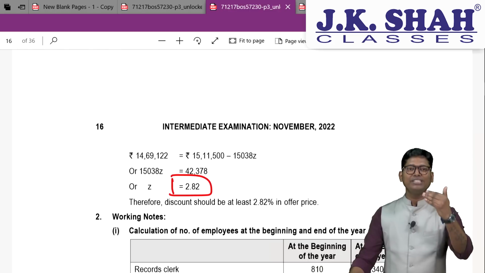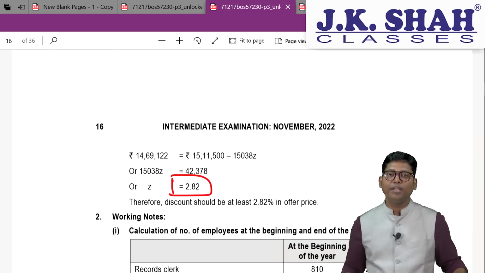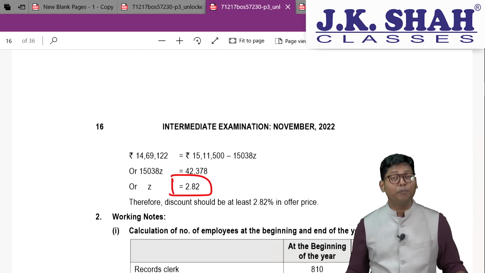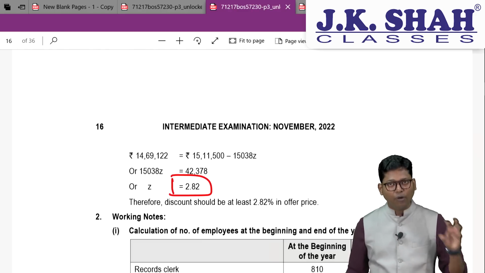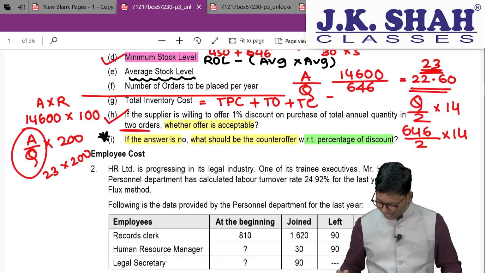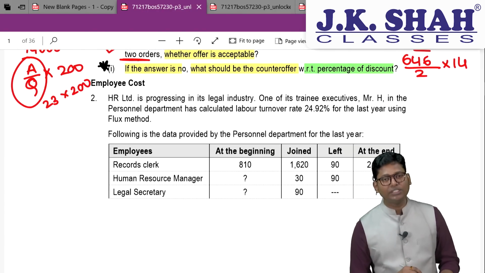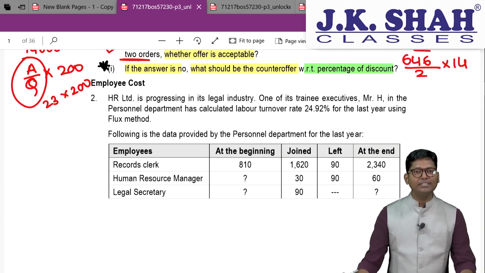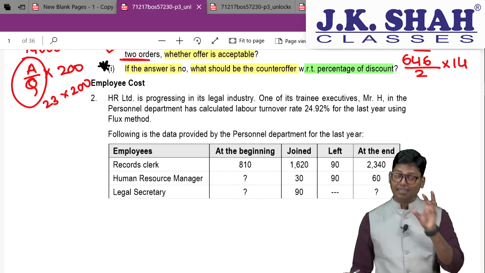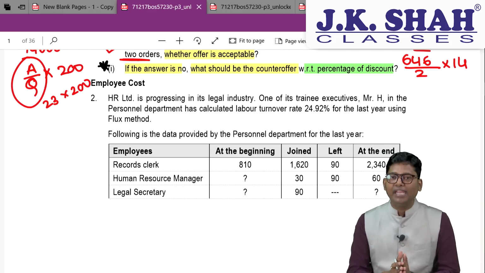Now, if you check the second question of this RTP, that is from your important chapter of employee costing, labor costing. How to solve that question? What has been asked? Let's read question number 2. Employee cost, question number 2: HR Limited is progressing in its legal industry. Legal industry is covered. One of its trainee executives, Mr.